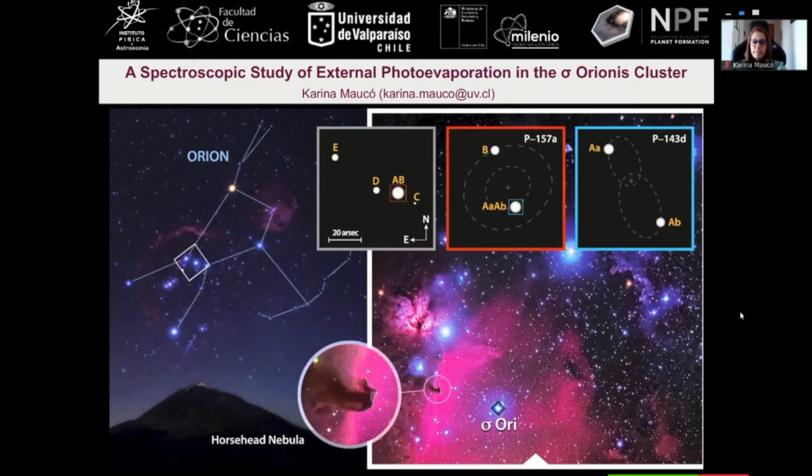So I'm going to be talking about this study that we've been doing in the Sigma Orion cluster, looking for external photoevaporation of protoplanetary disks. Sigma Ori is located in Orion, very close to the Orion belt stars and very close to the Horsehead Nebula. So it's a very good place to study external photoevaporation because at the center is this massive multiple OB system that we believe is affecting the evolution of nearby protoplanetary disks.